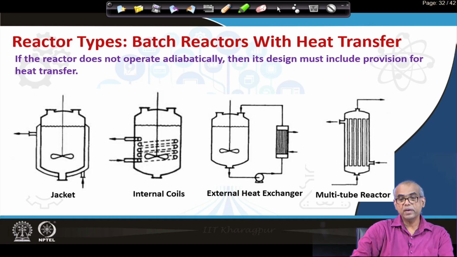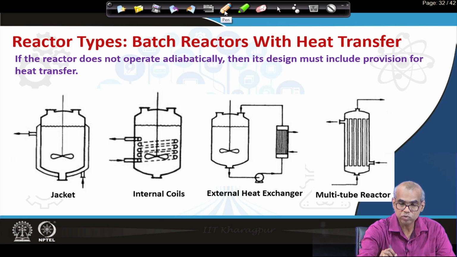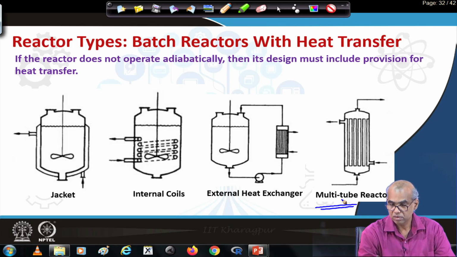If the reactor does not operate adiabatically, then its design must include provision for heat transfer. Note the provision for heat transfer in the figures. We can use a jacket, cooling jacket or heating jacket around the reactor. We can use internal coils. We can use an external heat exchanger, or we can also use a multi-tube reactor.